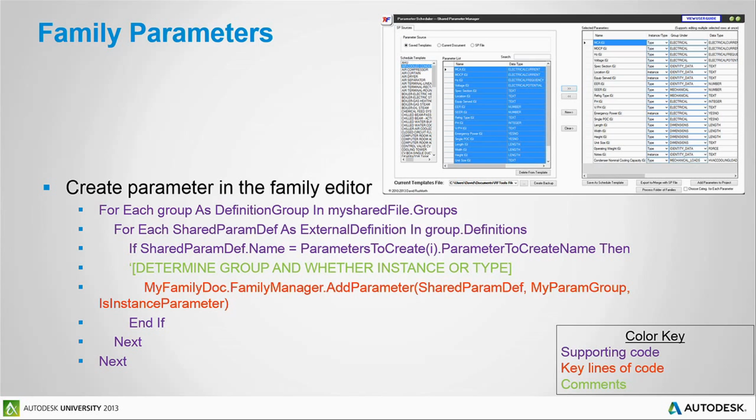Now this is to add a family parameter. In a project, you can add project parameters, which is slightly different, but here it's just FamilyManager.AddParameter. It's going to want to know what your shared parameter definition is, so that's coming from a shared parameter file.